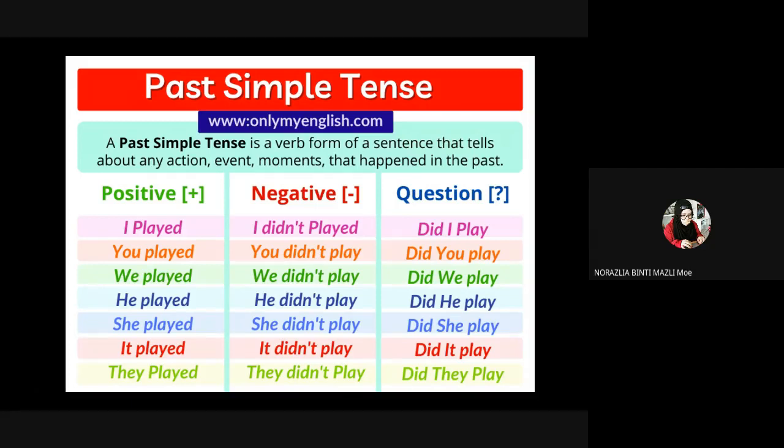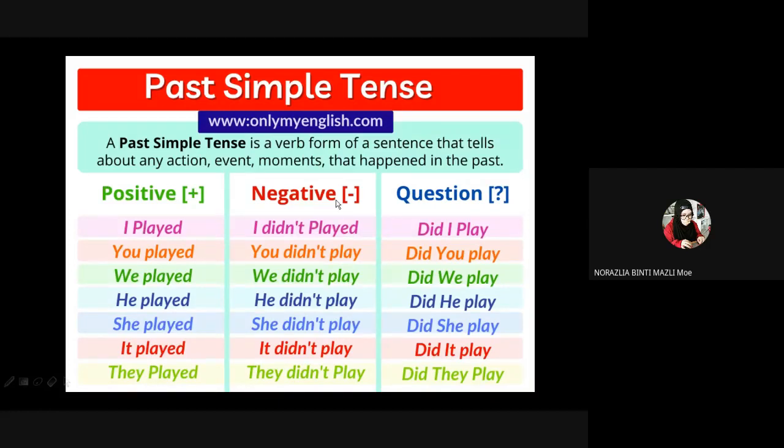Okay, kepada yang baru masuk tu, ni adalah tiga form untuk past simple tense, iaitu positive, negative and question. But look at the first one, yang ni salah. For negative ni salah sikit. It should be I didn't play. Dia sama je macam bawah ni. I didn't play, not I didn't played.